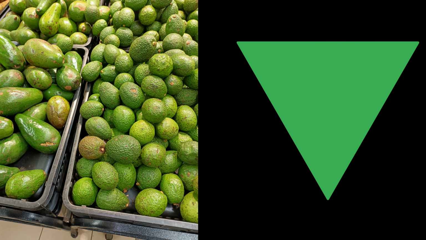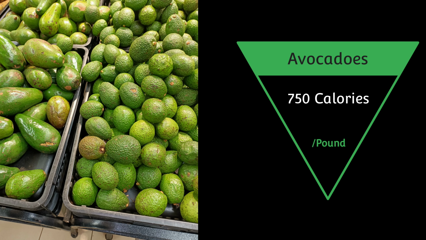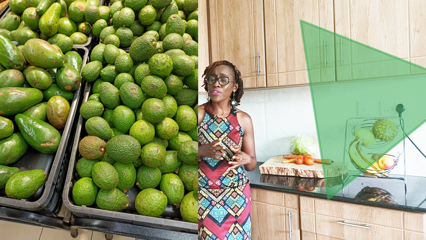So I know most of my friends, most people that I know, myself included, we love avocados. But an avocado per pound, per half a kg, you're looking at 750 calories. Yeah? So make sure that you limit your avocado intake. It's good in the monounsaturated fats. They're good for your body. They're good for your health. Yeah? But you have to eat them in moderation.